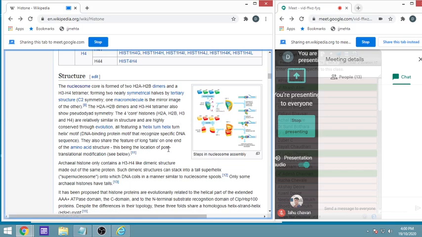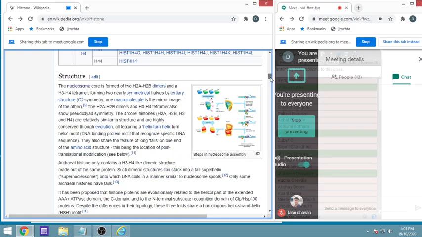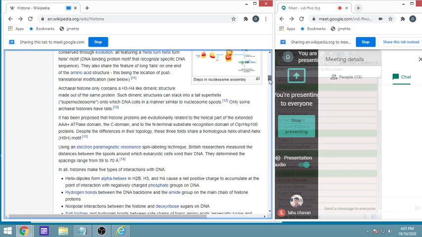So these are the places where the helix turn helix will be there, that is a DNA binding protein that will recognize the specific DNA sequence, and accordingly the process will be there. Then they also share the feature of long tails at one end, and the amino acid structure is the location of post-translational modification. We shall be seeing post-translational modification as a separate topic later.